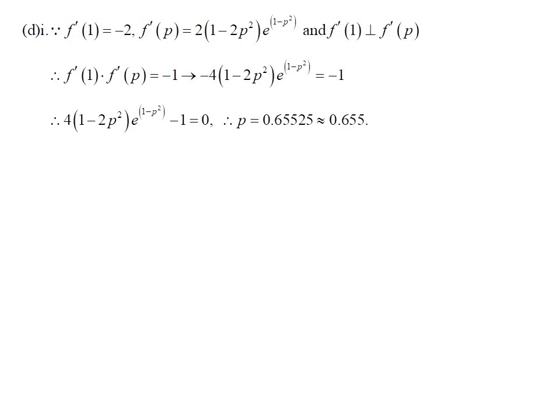4 multiplies (1 minus 2p squared), multiplies e to the result of (1 minus p squared), minus 1 equals 0. Solving this equation using CAS graphic calculator, we obtain the value of p, which approximately equals 0.655.